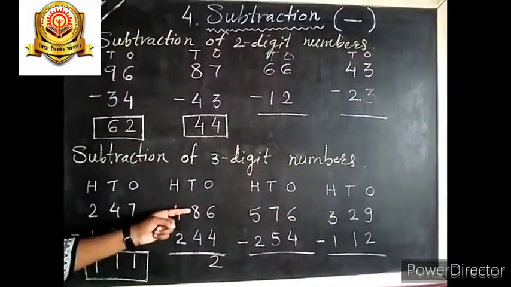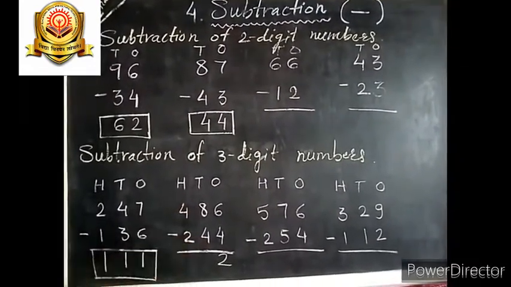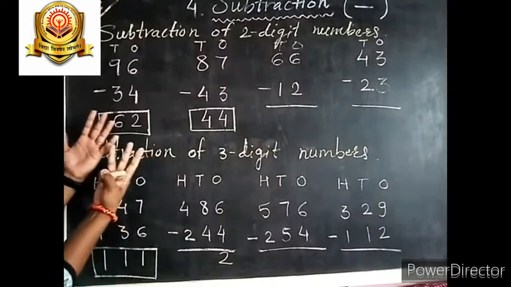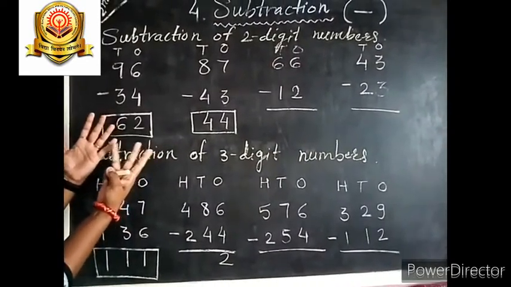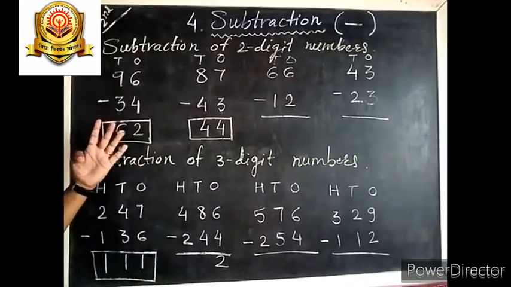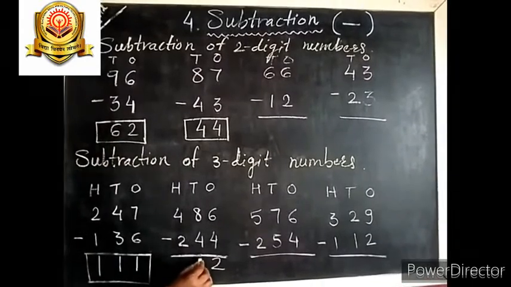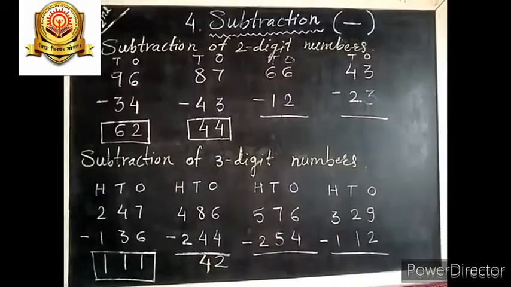Then 8 tens minus 4 tens. The 8 minus 4. Firstly, take 8 fingers and then remove 4 fingers. 1, 2, 3, 4. How many fingers remaining? 4 fingers. So write 4 under the tens column.